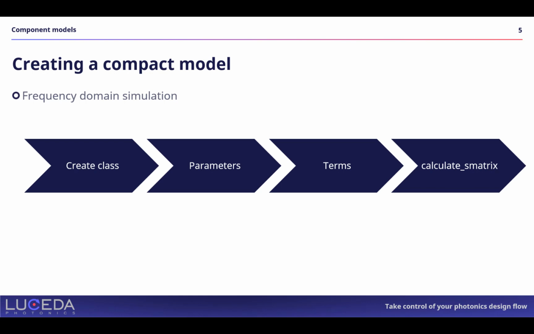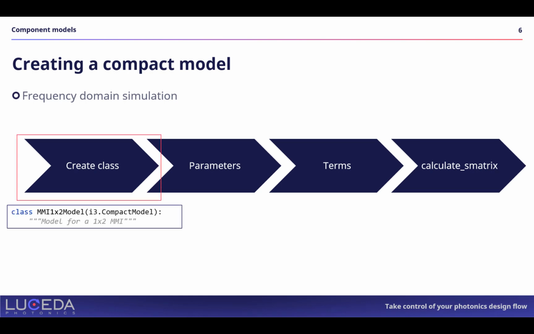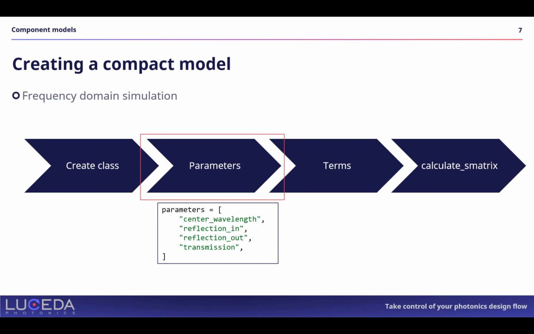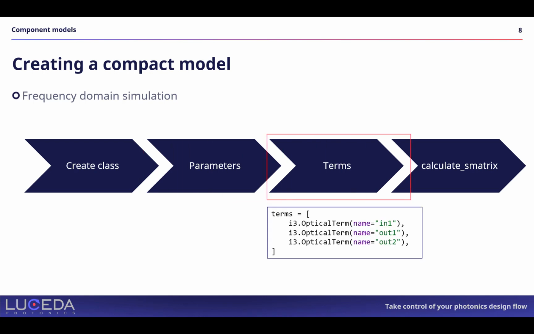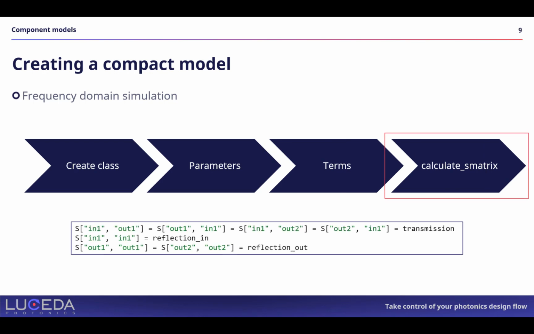There are 4 steps. We start by creating a class, which inherits from i3.CompactModel. Next, we define the model parameters, and a parameter can be anything that influences or defines the behavior of the component. Here we have the center wavelength and the reflection and transmission coefficients. We then specify the inputs and outputs, which we refer to as terms or terminals of the component. And then we write down the S-matrix based on the terms and parameters. The polynomial coefficients of the reflection and transmission are evaluated at the wavelength of interest, and the result is placed in the S-matrix.